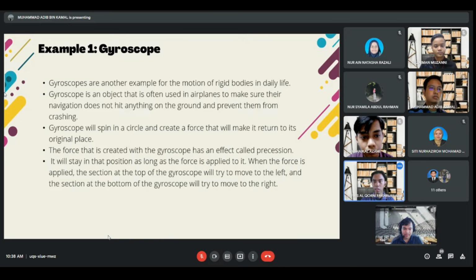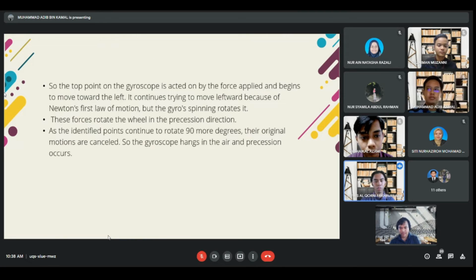Okay, next slide. The top point of the gyroscope is acted on by the applied force and begins to move toward the left. It continues trying to move leftward because of Newton's first law, like the gyro spinning, which rotates it.